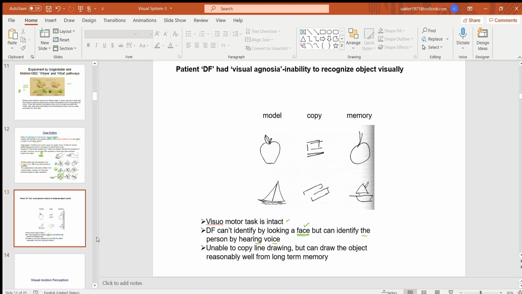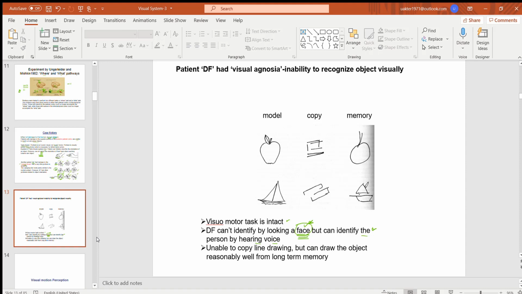So the patient can identify by hearing the voice of that person or hearing the name of that person, but cannot identify by looking at the face of that person until the person talks. When the person talks, the patient can identify. So this is purely a deficit in recognizing the face.